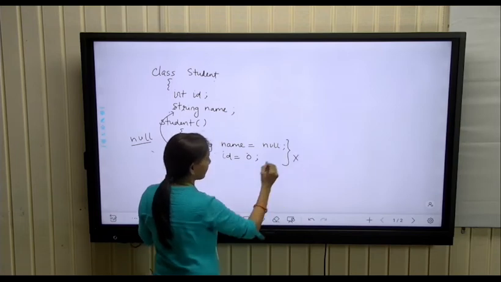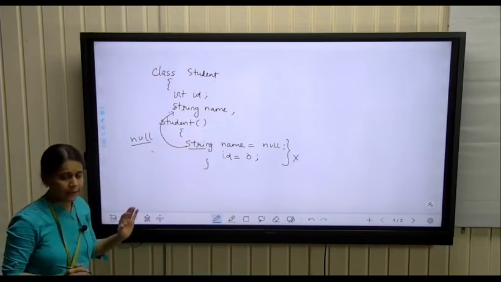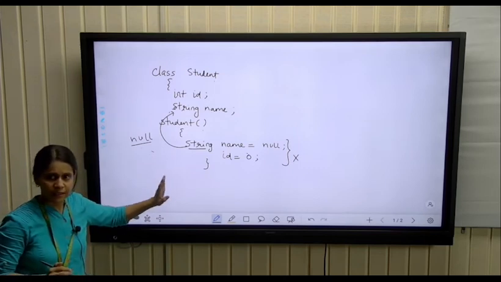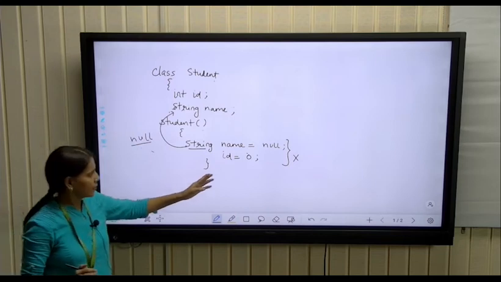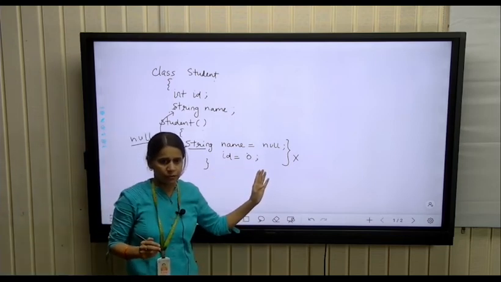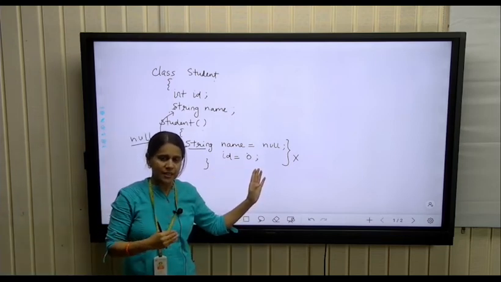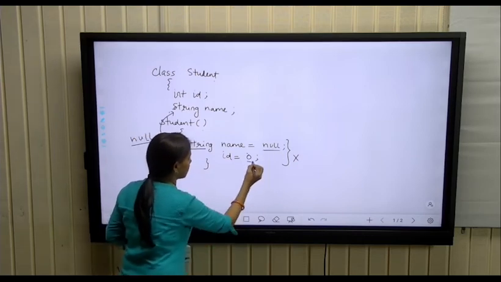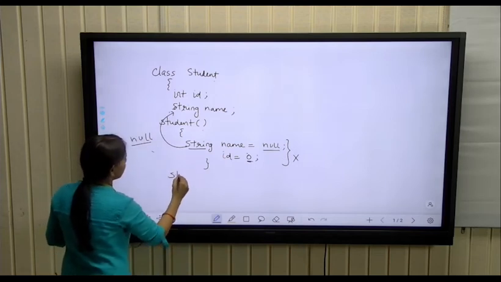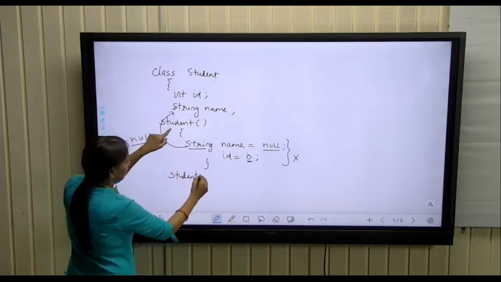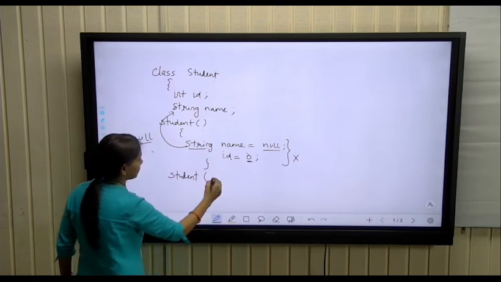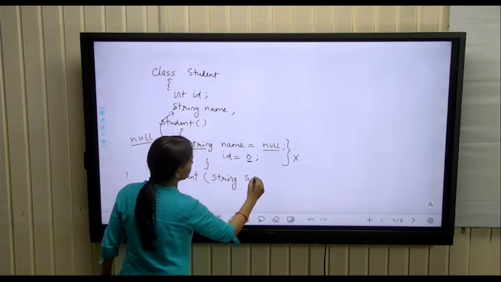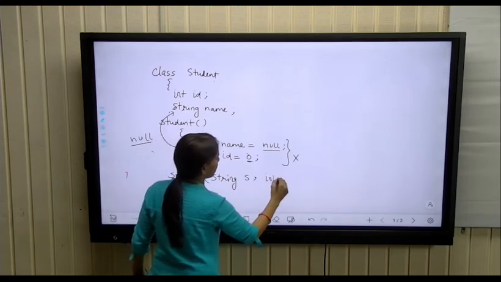If you are not writing this, it will be considered automatically in Java, even if you do not write this null and 0. I have written it only so that I can explain it to you, right? So no need to write this. Next is Student. This is the default constructor, and for the next one, String s comma integer i.